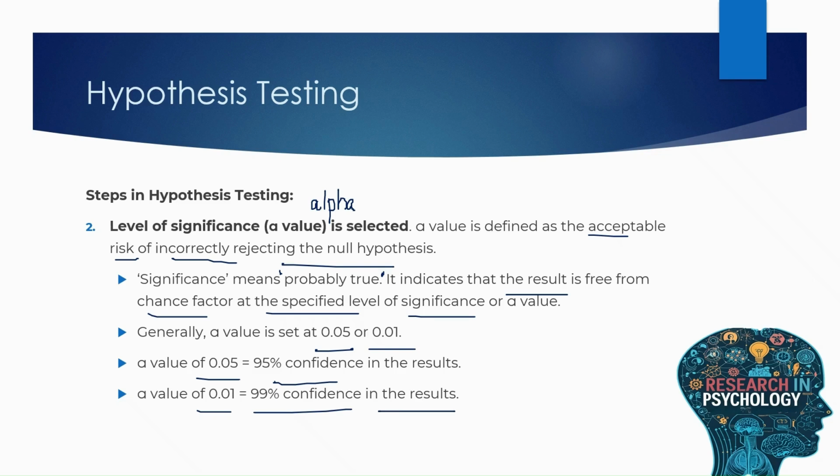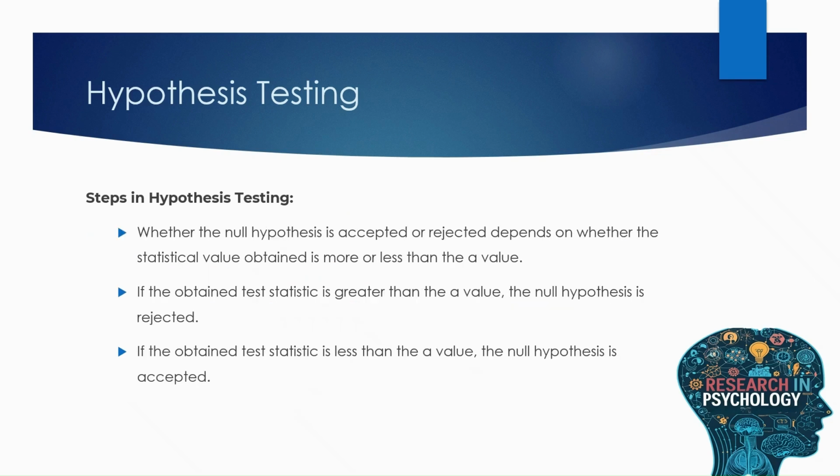All right, so that is level of significance. So now, whether the null hypothesis is accepted or rejected depends on whether the calculated statistical value is greater than or less than the alpha value. When we have the data, we calculate our test statistic. And if that test statistic is greater than the alpha value, the null hypothesis is rejected, which means the alternative hypothesis is accepted, or there is a significant difference between the two variables under study.